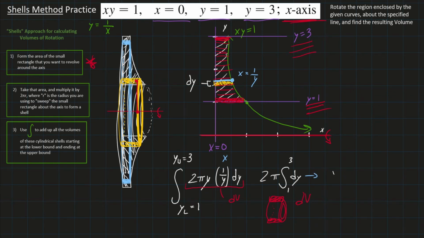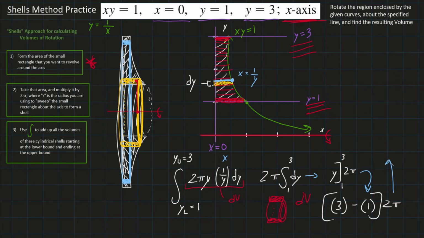dy, well, that's just going to be y, evaluated lower at 1, upper at 3, times 2 pi. That'll be, if I evaluate at the upper bound, that's just 3, minus evaluating at the lower bound, that's just 1, all multiplied by 2 pi. That's just going to be 4 pi right there. My answer. That's interesting. Let's do another one.